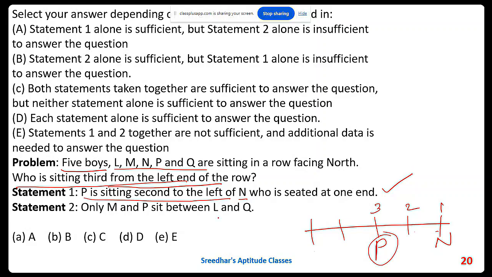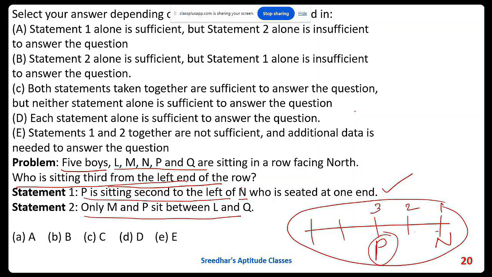Let's check whether I'll get the answer from statement 2 alone also. What is 2? When you are analyzing statement 2, you have to forget the information given in 1. You cannot include the information given in statement 1. Let us analyze statement 2 alone. Again, 5 people: 1, 2, 3, 4, 5. Only M and P sit between L and Q.